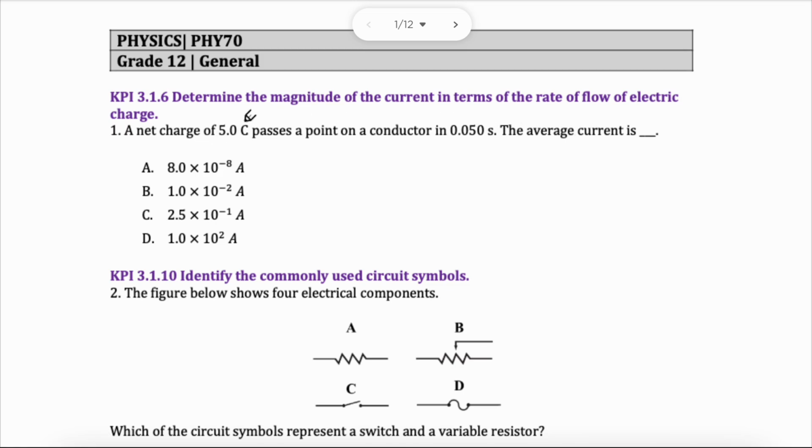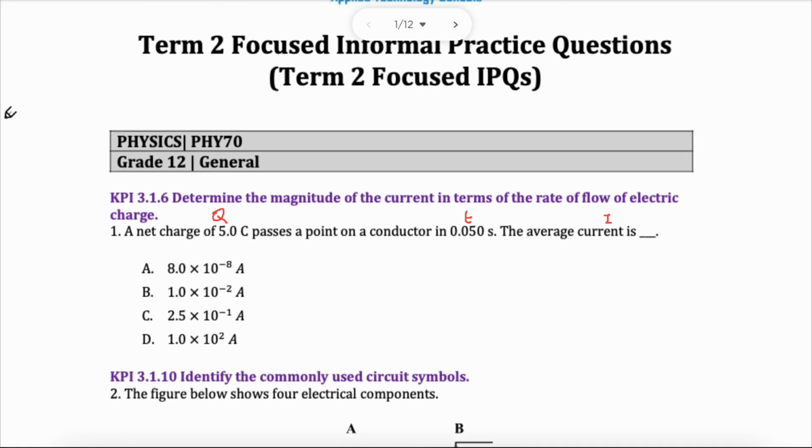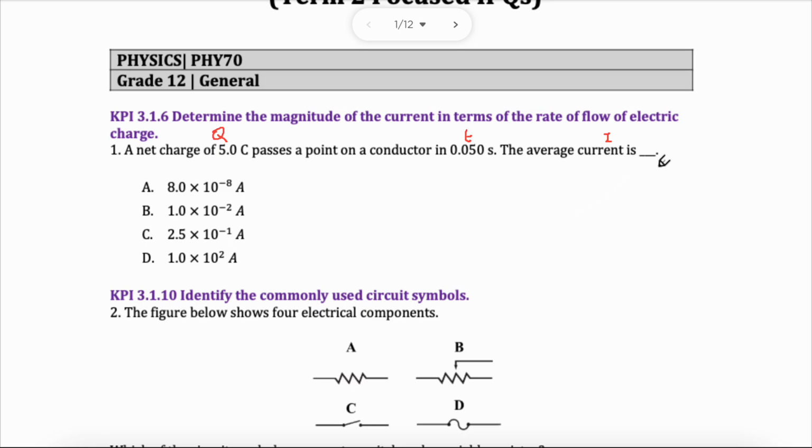We need the current. Charge is Q, time is T, current is I. Q, I, and T. You will check your formula sheet, have a look. Check the formula sheet and you will notice that there is a formula relating these three things together. That is quit. Q equals IT. I call it quit. I need to find I.